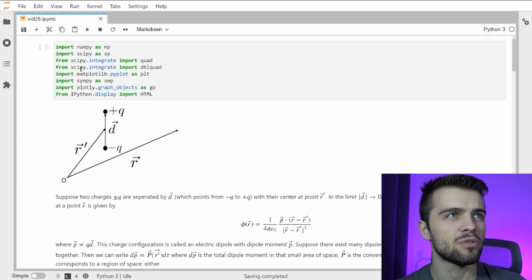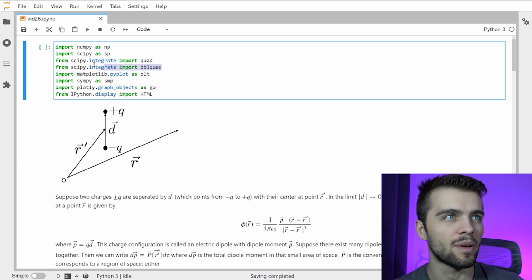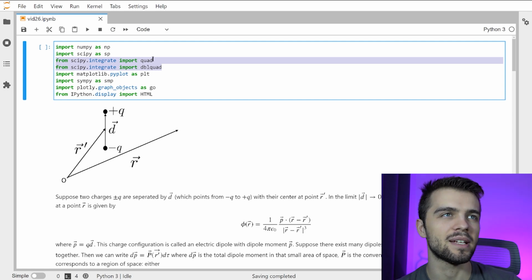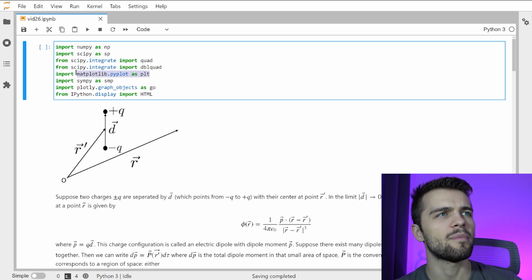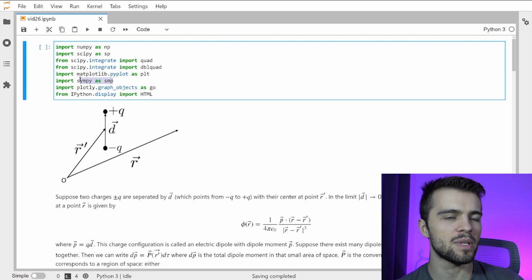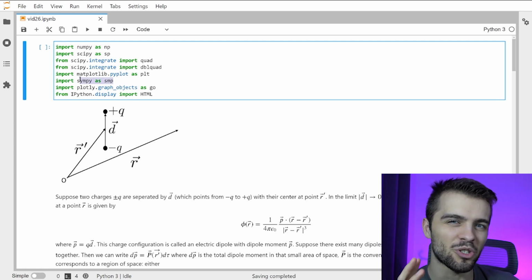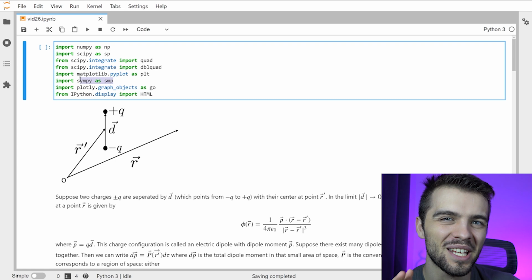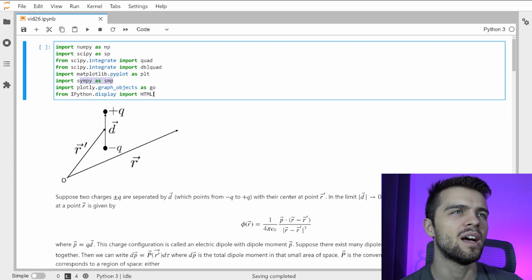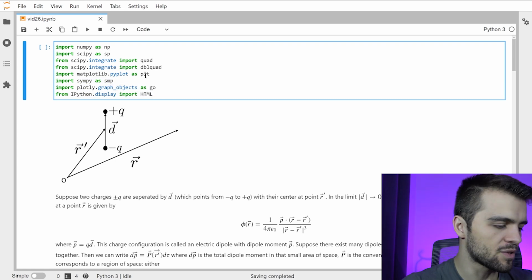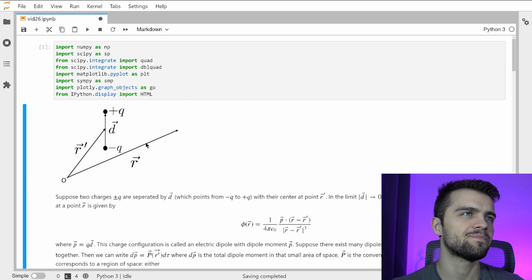So the packages are the usual: numpy, scipy. For evaluating the integrals, we'll use scipy's integrate library. We have matplotlib as normal. Sympy is going to be used to set up the integrals, and I'll show you how to set them up in a really convenient way in this video. And then a little bit of plotting stuff as well. So we can go ahead and import these.